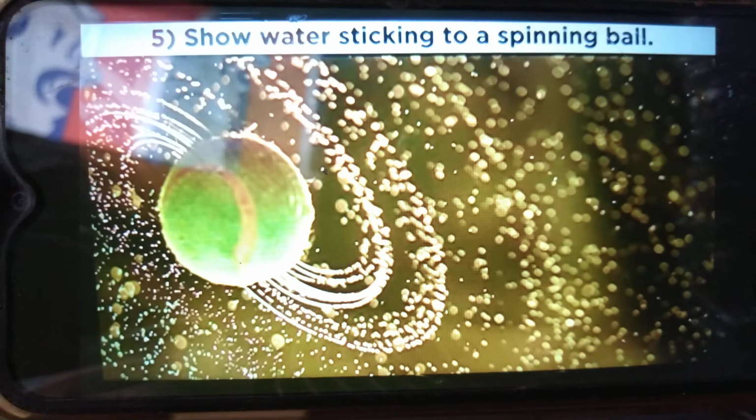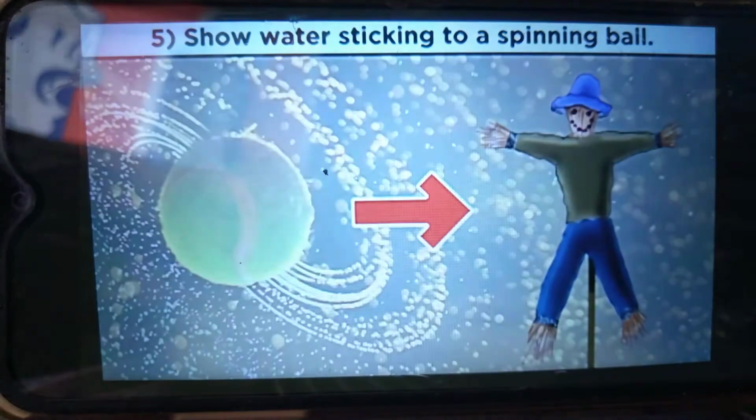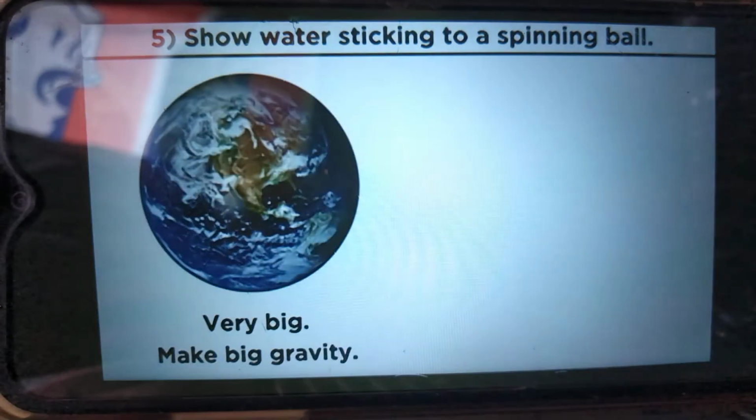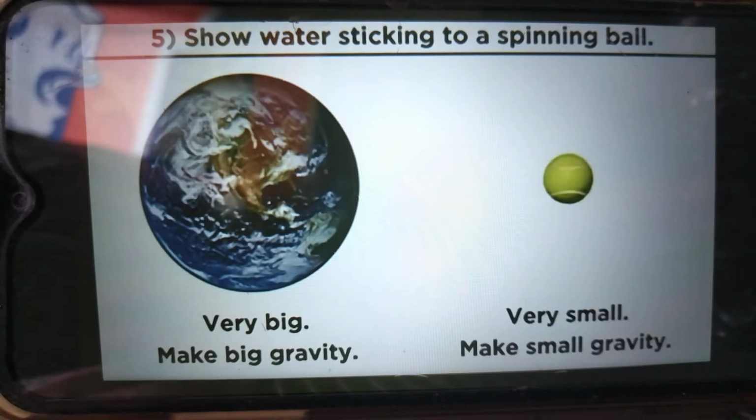Furthermore, this little water doesn't stick to a ball challenge is the strawiest straw man that was ever made of straw. The Earth is huge. It generates an enormous gravitational field. That's why everything sticks to it. A ball is very tiny. It does not generate an enormous gravitational field, so things don't stick to it.